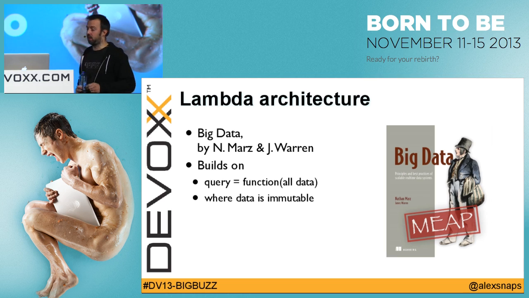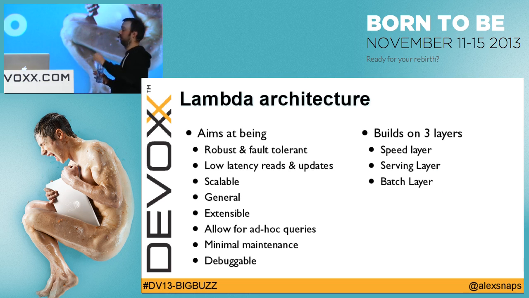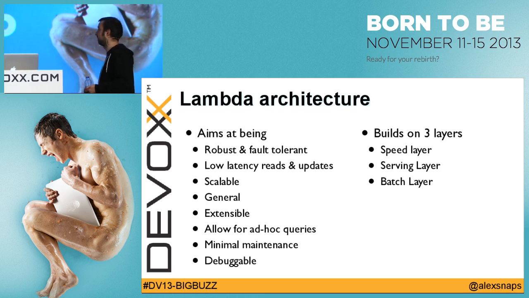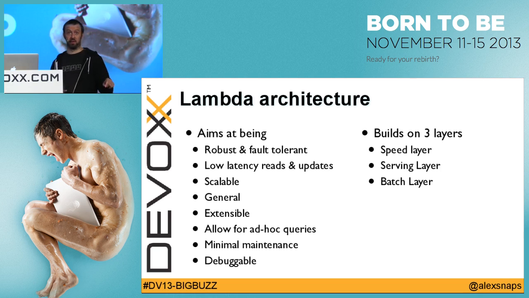So the Lambda architecture aims at being, and this again sounds a little bit too much like a marketing slide, but these are seriously fair goals to aim for: robust and fault tolerant, I guess we all want that. Low latency on reads and updates, right? This is a recurring subject in data persistence. It wants to be scalable, that's awesome, right?